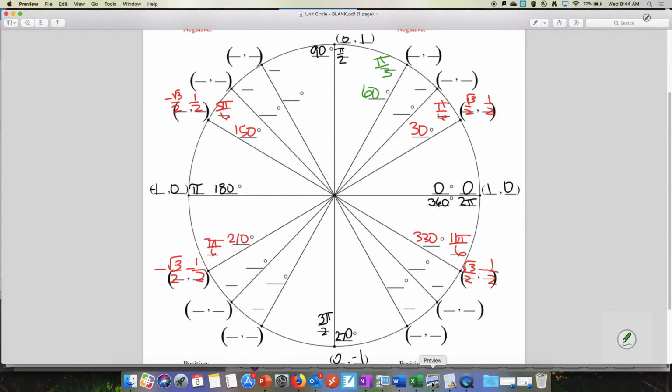Okay, so we move horizontal and then vertical to get to our XY coordinate. So it looks like we're moving horizontally along the side that's 1/2 in length. And then we're going to move up vertically along the side that's radical 3 over 2 in length. So this coordinate right here is 1/2, radical 3 over 2.